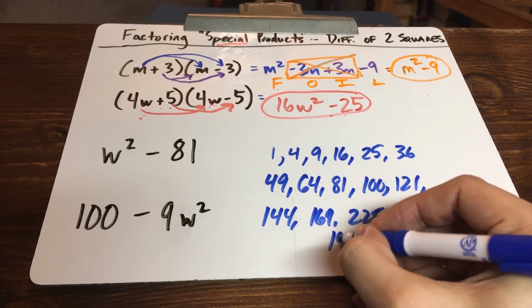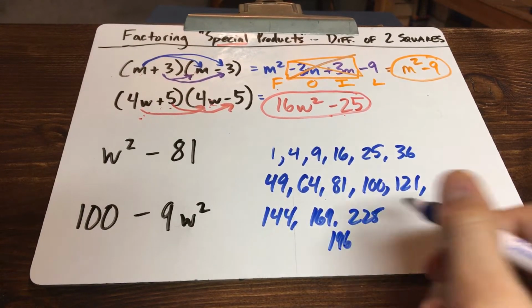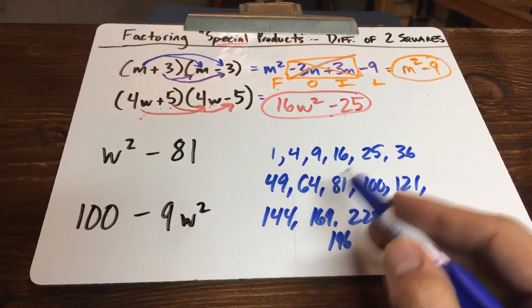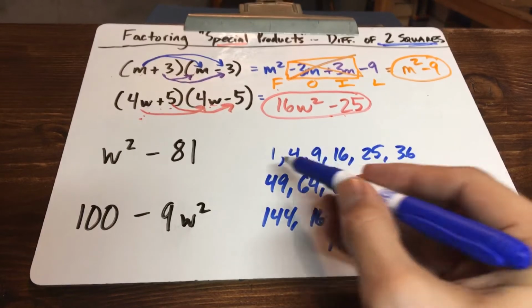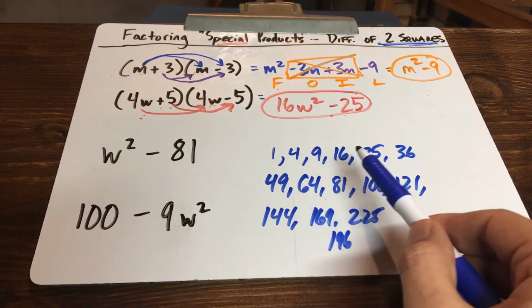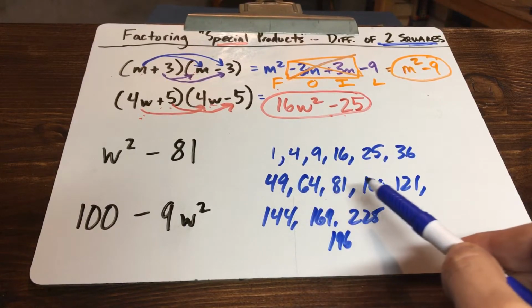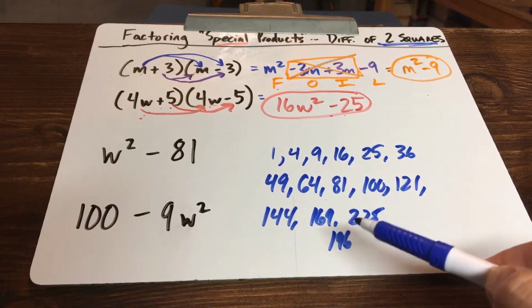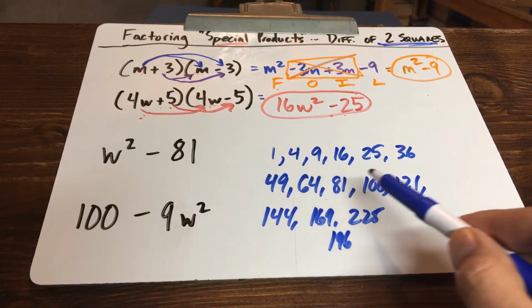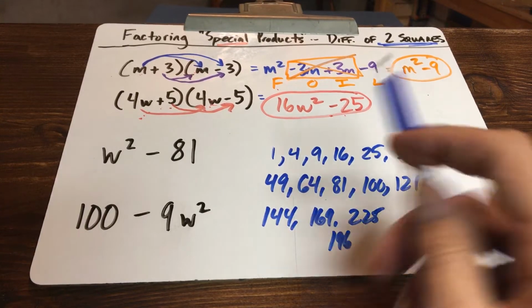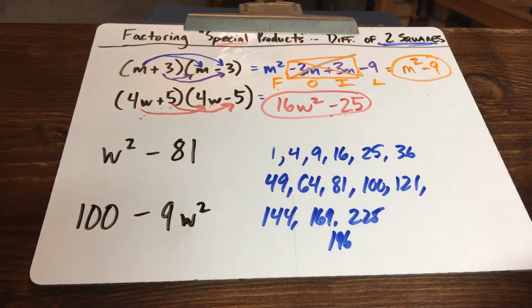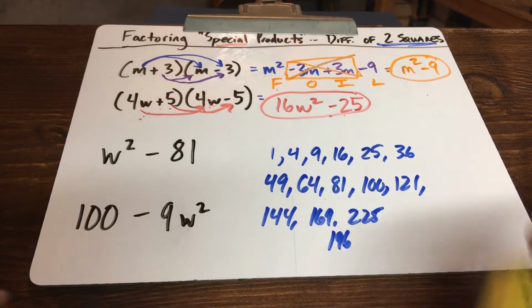Whoops, I forgot 196. So as long as you see a perfect square, when they say squares, difference of two squares, that's what I mean. Two perfect squares. Numbers that if you did the square root, the answer would be a whole number, right? These all have square roots that are regular numbers. They don't have decimals. They don't have fractions. All of these have a square root that is another whole number. So that's what they mean when they say squares.